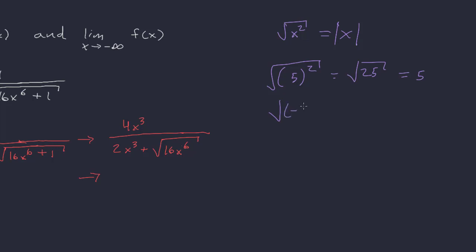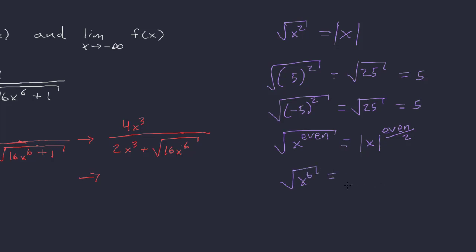And if we give this function -5, well, remember, anything squared is going to end up being positive. So once again, we're going to get the square root of 25, which is 5 again. So it turns out that the square root of x squared is the absolute value of x. And it goes even further. If you take the square root of x to any even power, you're going to end up with an absolute value showing up. It's going to be the absolute value of x to that even power divided by 2. So the square root of x to the 6th is going to be the absolute value of x cubed.